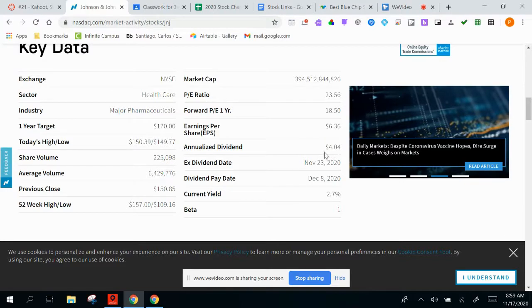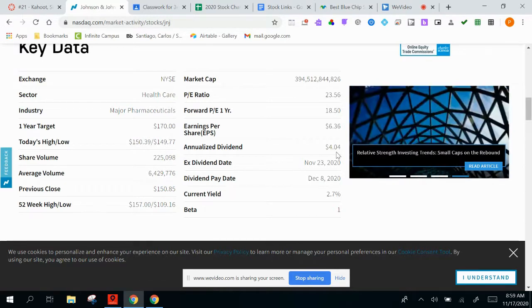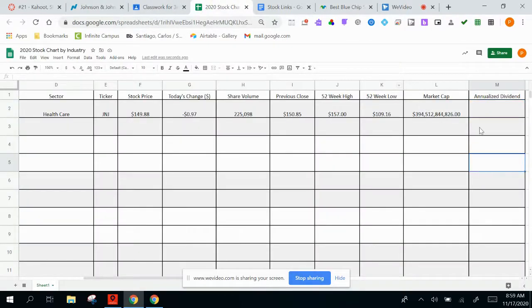$4.04. So if you held on to a share of Johnson & Johnson for the entire year, they would have paid you $4.04 for each share that you own. That's pretty high. That's pretty good. That might be the highest one that I find. So 4.04.